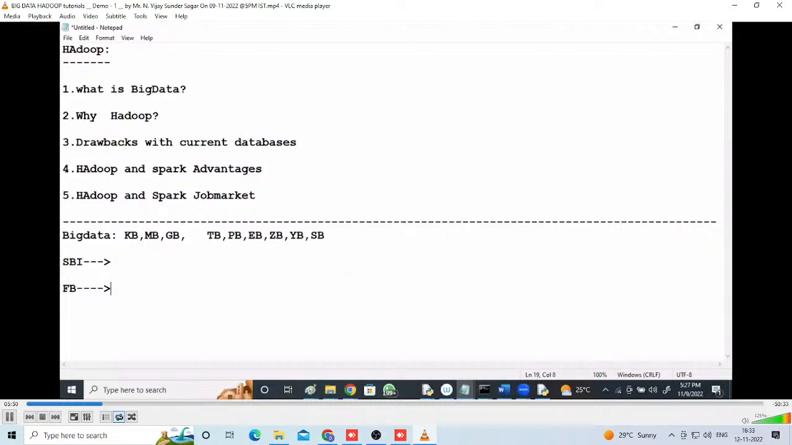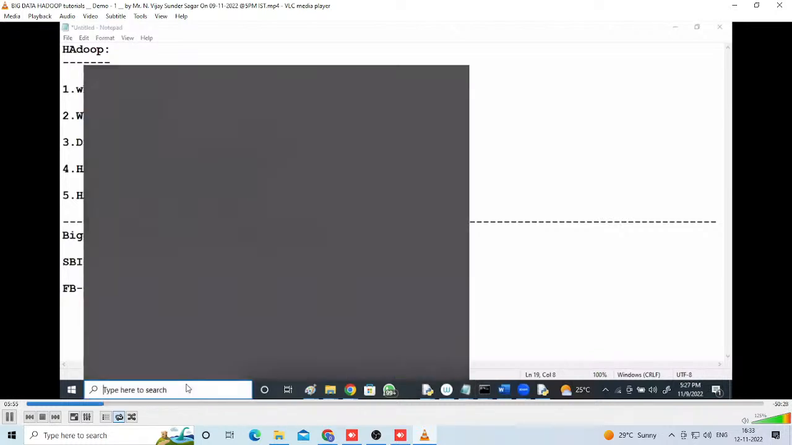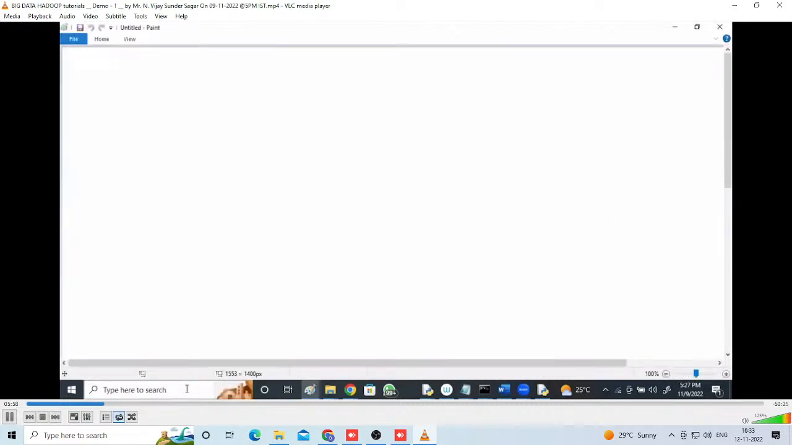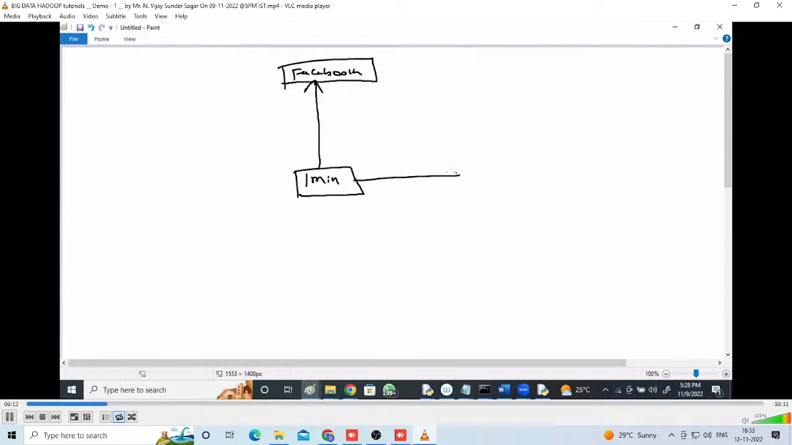Not only Facebook. Today, any application is generating huge data. If I take just one minute of transactions, they are generating huge data. For example, Facebook has millions and trillions of users making multiple transactions. Twitter tweets keep on generating. And when you query in Google, those Google queries are huge data.